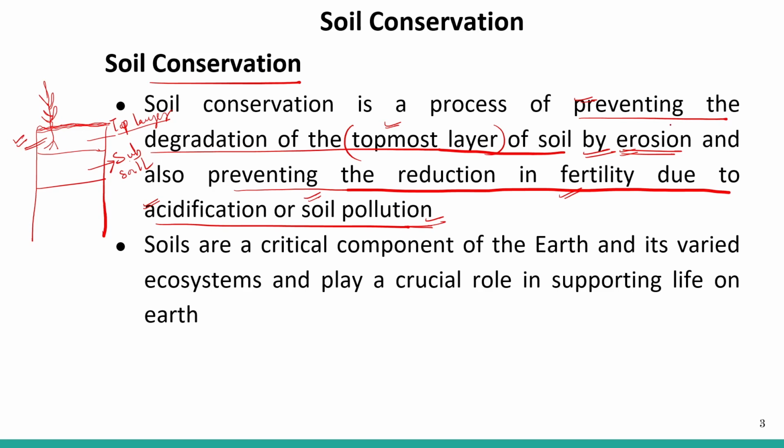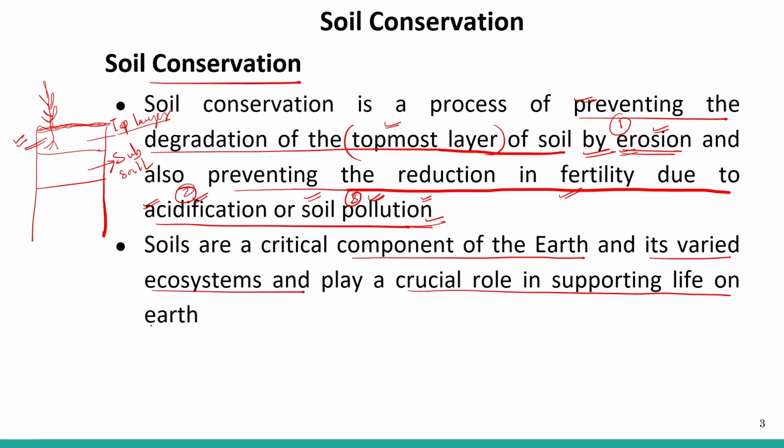So what do we have to stop? First thing, erosion of the soil. Second thing, acidification of the soil. And the third thing, soil pollution. If we add some unwanted material that can reduce the fertility of the soil, that is called soil pollution. Soils are a critical component of the earth and its varied ecosystems, and play a crucial role in supporting life on the earth.